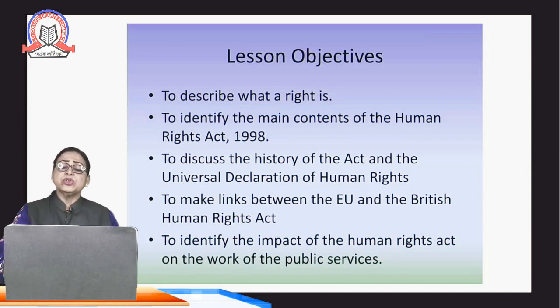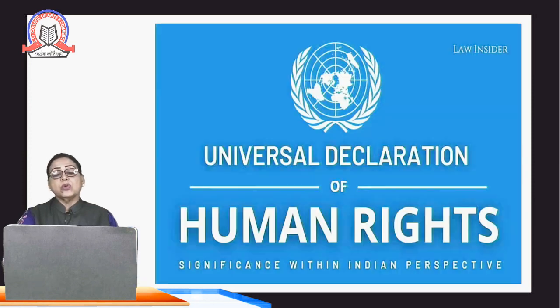Next is to discuss the history of the Act and the Universal Declaration of Human Rights, UDHR, that is Universal Declaration of Human Rights. This happened for the purpose of bringing commonality or uniformity, on the unanimous agreement of people and unions of various parts of the globe, and they declared certain human rights universally. To make the links between the EU and the British Human Rights Act, EU, European Union, and British Human Rights Act, there were certain disconnections, to bring the link between them. To identify the impact of the Human Rights Act on the work of the public services. In relation to public services, what are the human rights? This was an objective of creating, announcing, declaring the Universal Declaration of Human Rights.